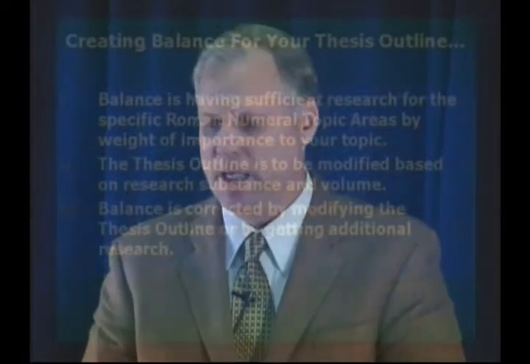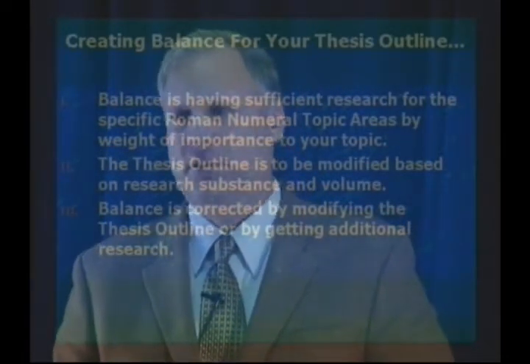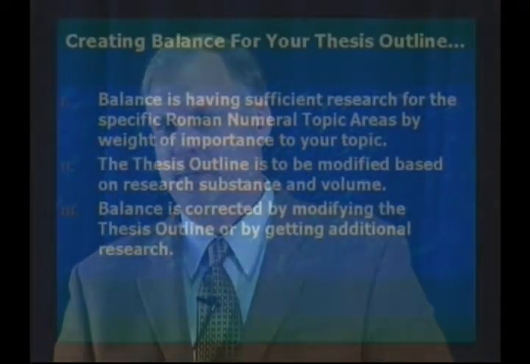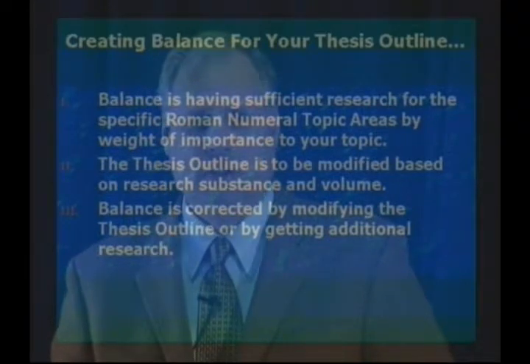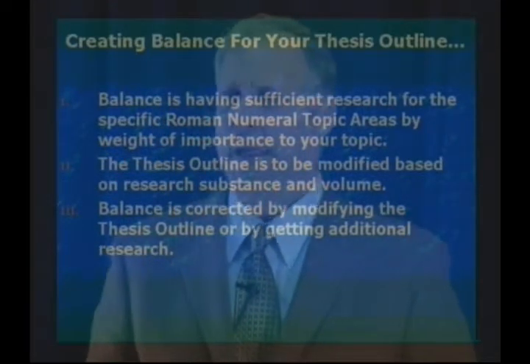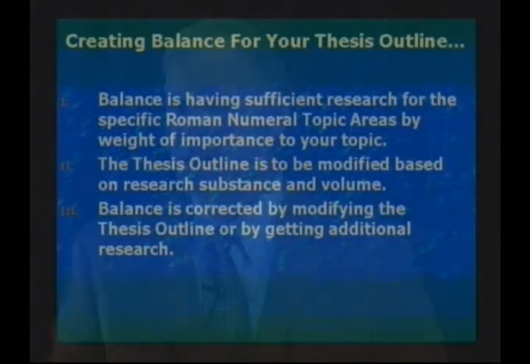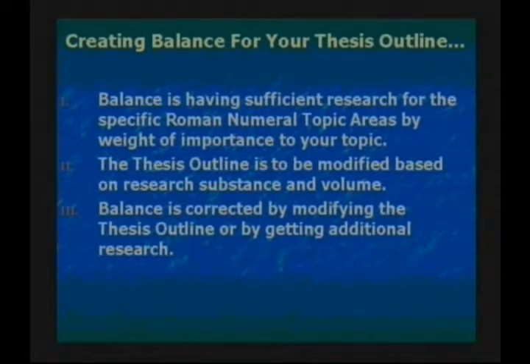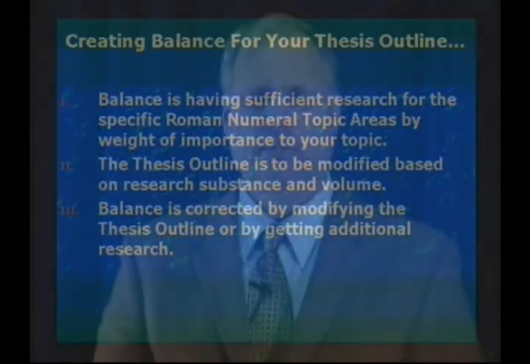The next point is that balance is corrected. You correct balance by either modifying your outline or getting additional research. That's the only 2 things you can do. If your paper's not balanced, then you either need more information on that point, or you need to rewrite your outline so that point doesn't stick out as an unresearched point on the paper. Nothing's more meaningless in a paper than to have a primary point that you don't cover, or that you just make a passing reference to. So you revise based upon the actual research that you've accomplished.